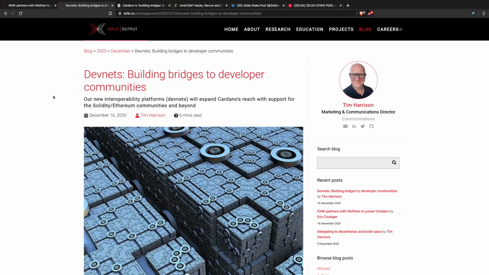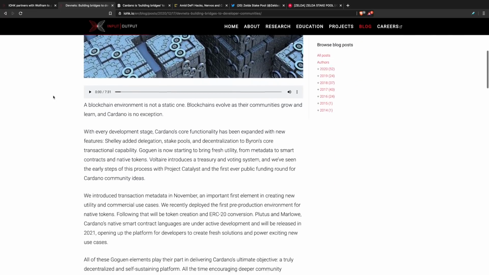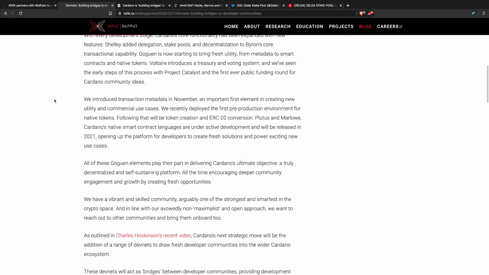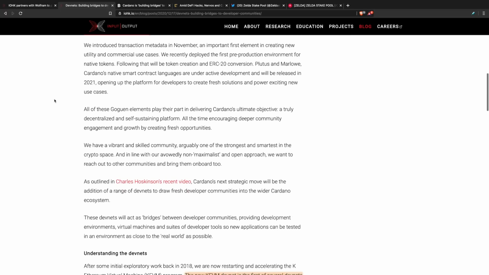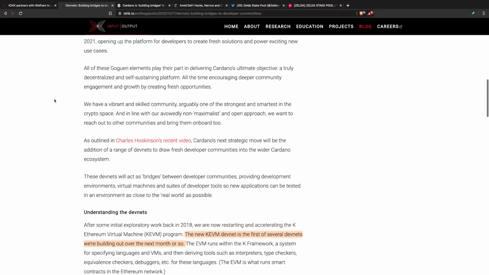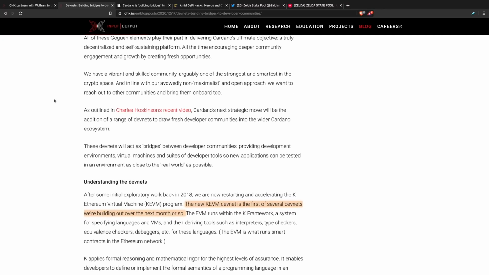Talking about bringing developers onto Cardano. So now we're seeing the launch of Devnets, which is going to allow for developers who already have some existing programming experience with blockchain to write smart contracts, which can then be moved over onto Cardano. So the first of these Devnets is going to be the KEVM. So this stands for the K Ethereum Virtual Machine.